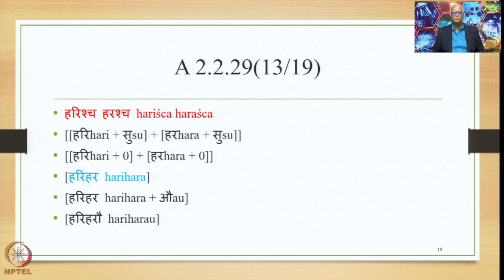So here is the derivation of the samasa. Harischa harascha. This is the laukika vigraha. And so the alaukika vigraha is hari plus su plus hara plus su. Samasa saudhnya takes place. Pratipadika saudhnya takes place. So supodhatuk pratipadika yoho applies. And we have hari plus zero plus hara plus zero.